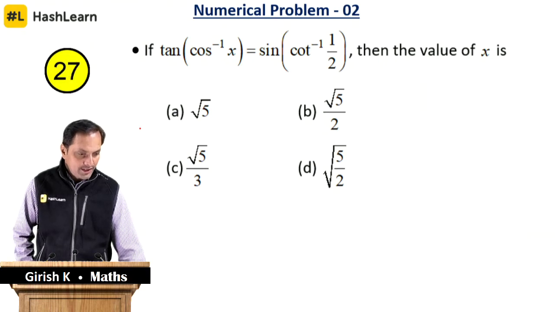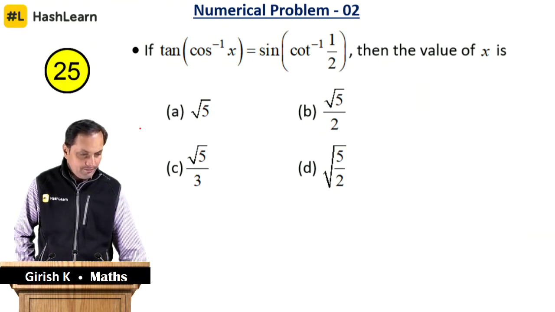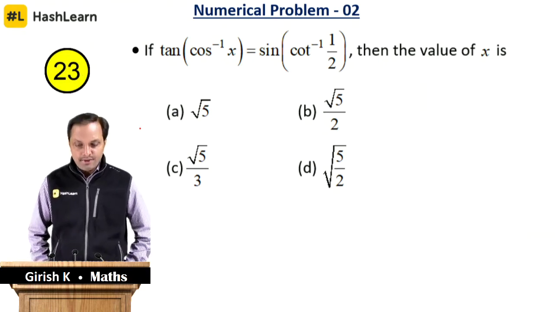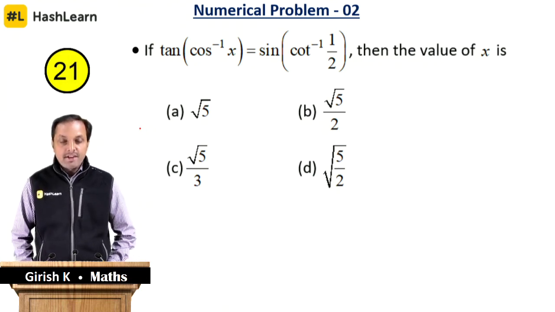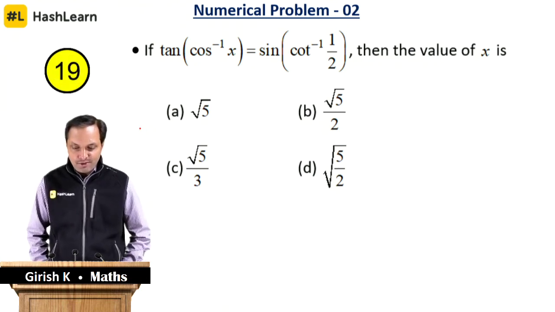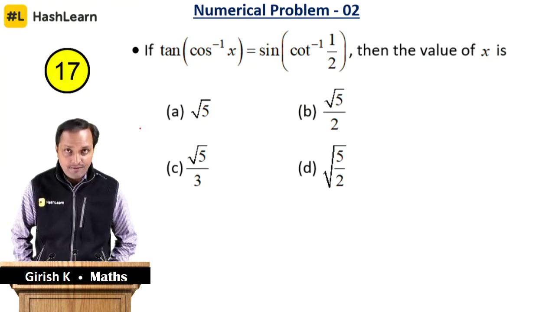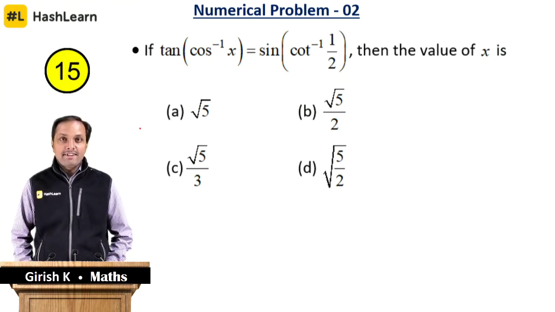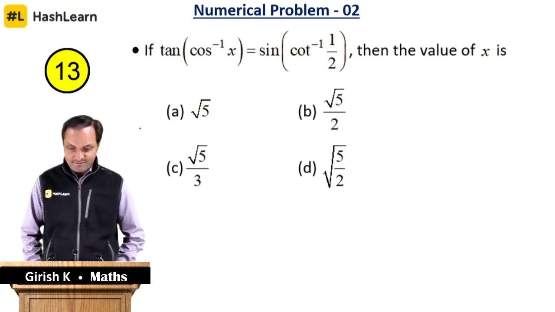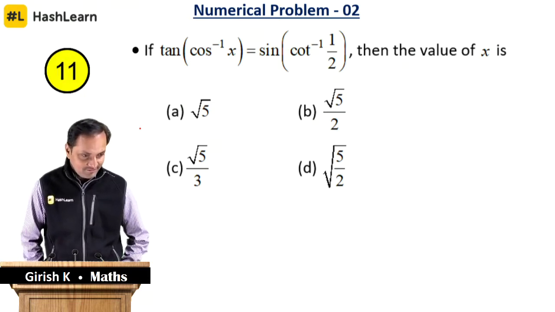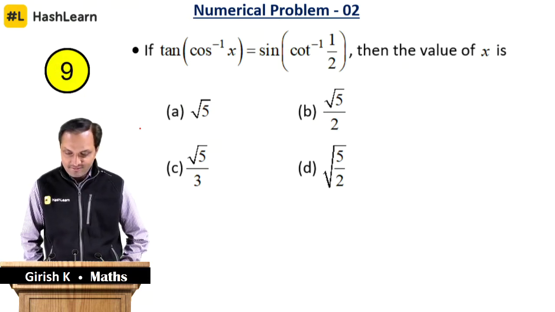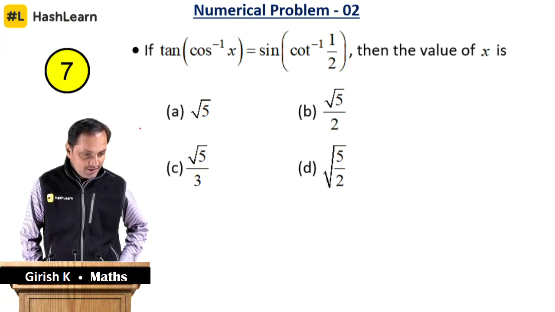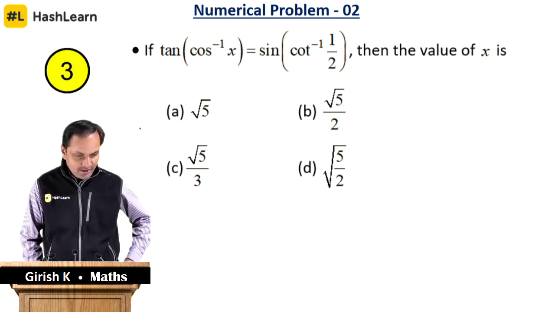Numerical number 2, you are left with 25 seconds more. Tan of cos inverse x is equal to sine of cot inverse half. Then the value of x is. No response from anyone. You are left with 5 more seconds.